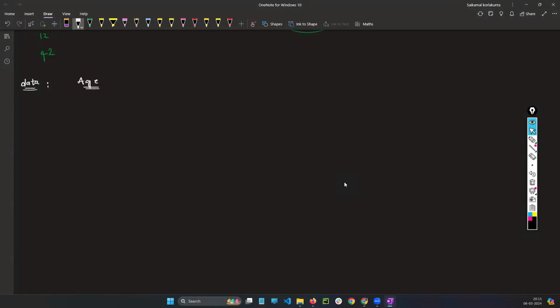And let's see how you are going to handle the outliers. For example, just imagine I have the data something like 1, 2, 2, 2, 3, 3, 4, 5, 5.